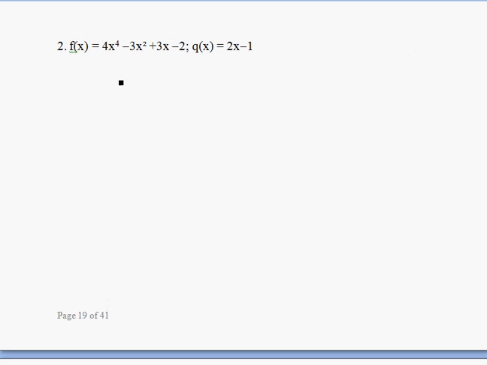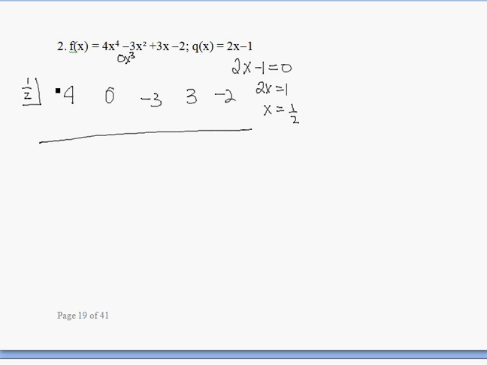We're going to do synthetic division again, and my divisor is 2x minus 1, so we have to set it equal to 0, and I should get 2x is equal to 1, so x is a half. So my divisor with synthetic division is going to be a half. And then I need to write out all the coefficients of each term. Since I don't have an x cubed term, I need to write 0x cubed in there. So I get 4, 0, -3, 3, and -2.